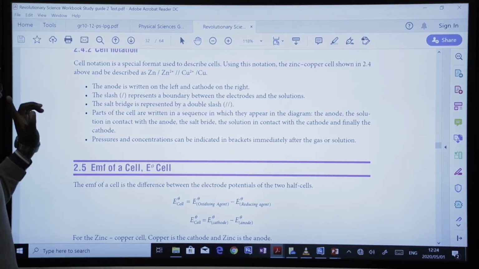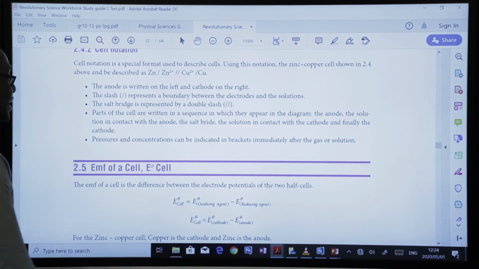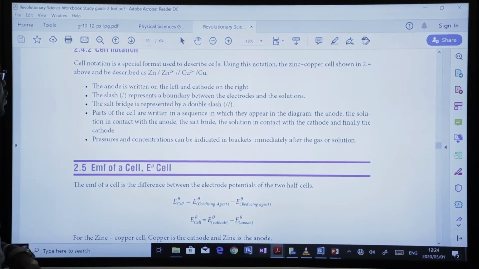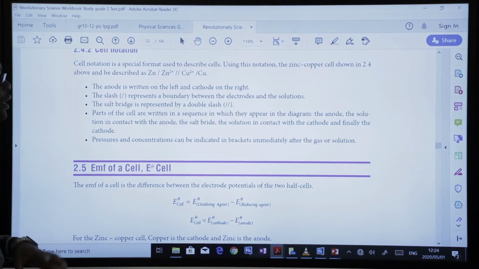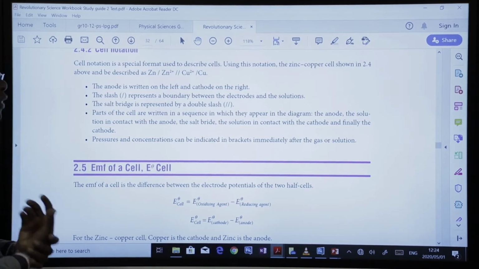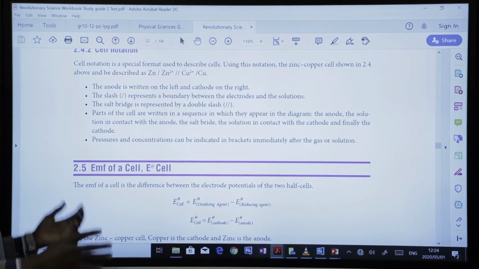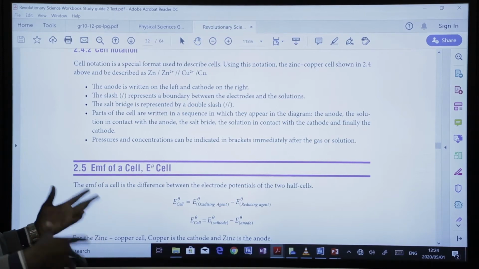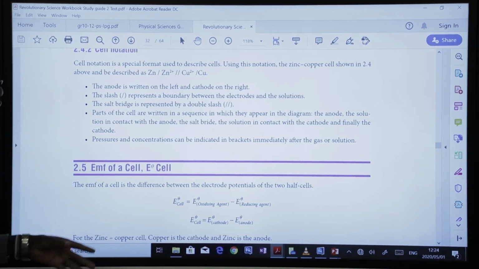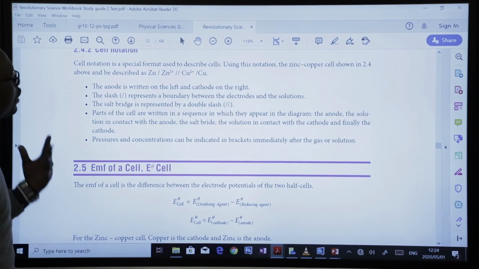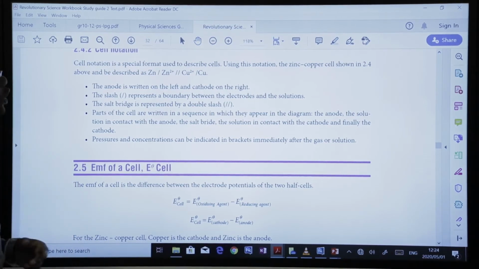Okay. So we are saying parts of the cell are written in sequence in which they appear in the diagram: the anode, the solution in contact with the anode, the salt bridge, and then the solution in contact with the cathode, and finally the cathode itself. So there are parameters that affect these cells, like pressure and concentrations that can vary within the system. You can actually show how they change by putting those parameters in brackets.